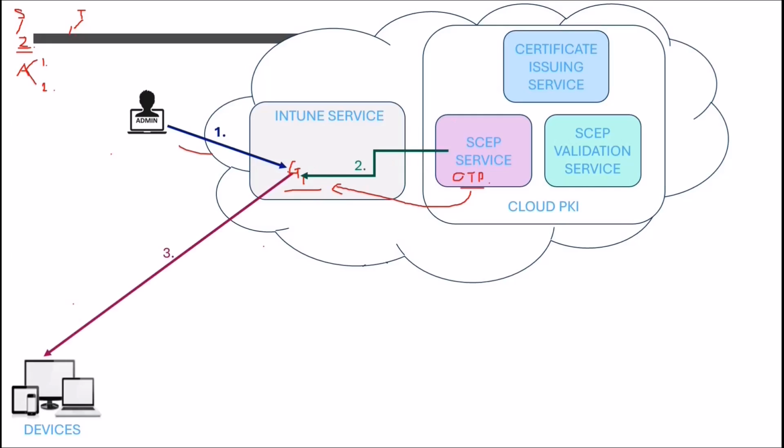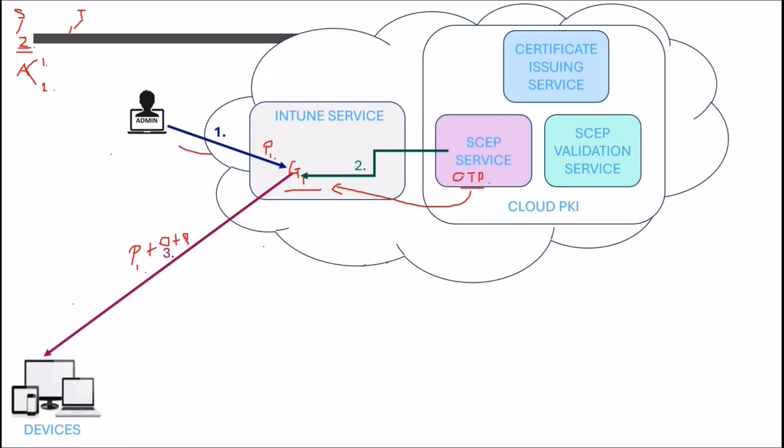Step 3 is that the profile that the admin made is going to come down to the device. So the SCEP profile which was made by the admin comes down to the device, and along with that profile, the OTP also comes down. So over here you see there was this OTP; this OTP also comes down to the device. The common name of the device or the common name of the user who has enrolled the device, all that information also comes down.